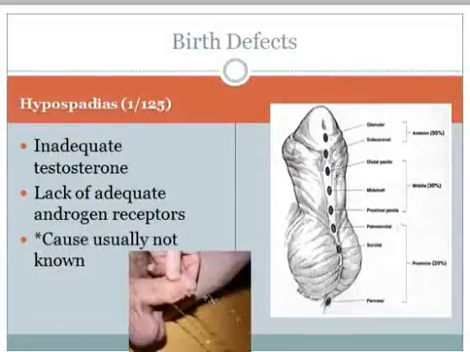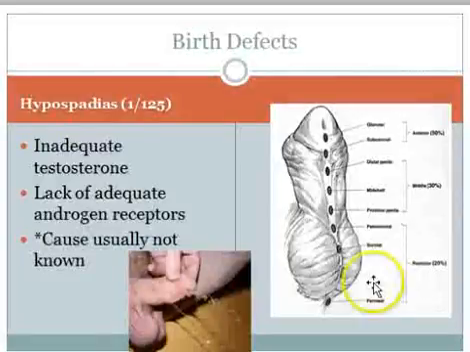Hypospadias occurs when there's an issue with the urethral folds joining together in that zipping up motion in early utero. So that could be due to inadequate testosterone, lack of adequate androgen receptors, but typically we don't really know why it happened. What you would see on the newborn exam then would be an opening on the ventral side of the penis.